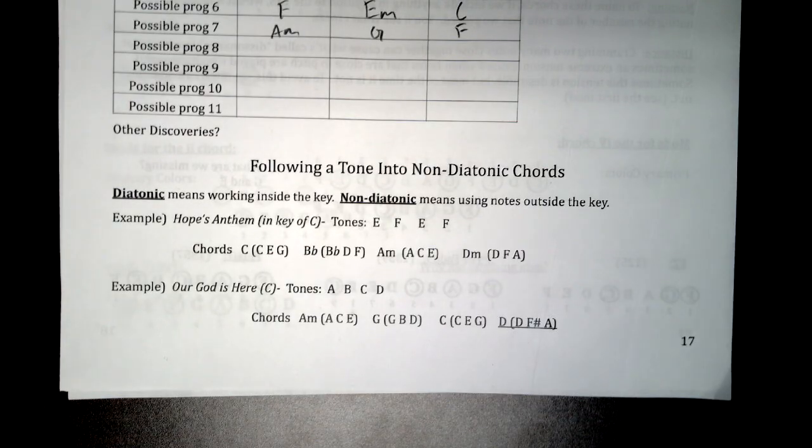The farther outside of the norm you go, with the main four chords being the normal, the more unsettling it seems. And there are people who will refer to the circle of fifths with that a little bit too. But the farther outside the norm you go, the more unsettled the emotion is. So if you can step outside of that and step back into normal, it's a nice tool to use. So that's following tones into a non-diatonic chord.